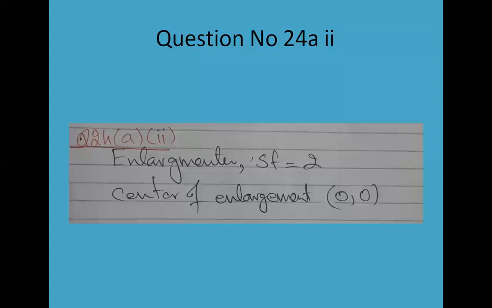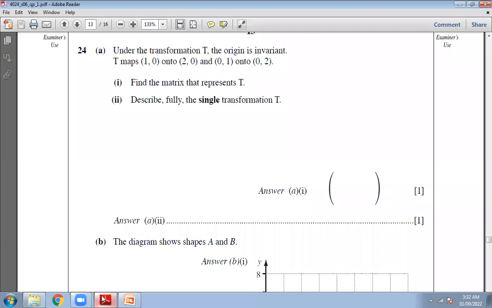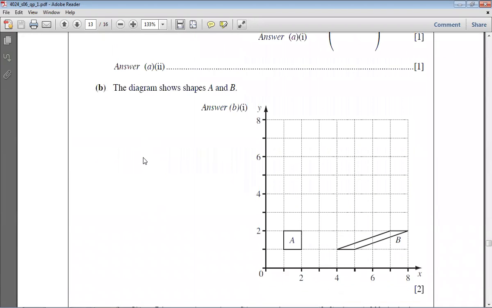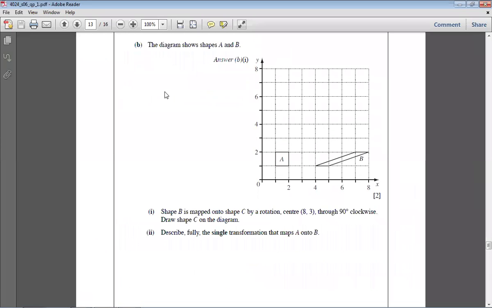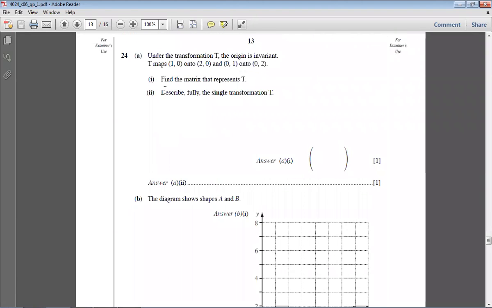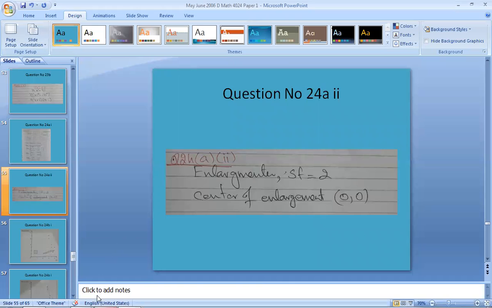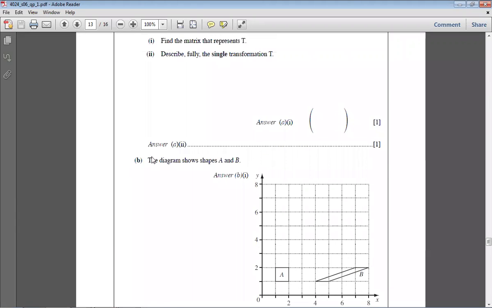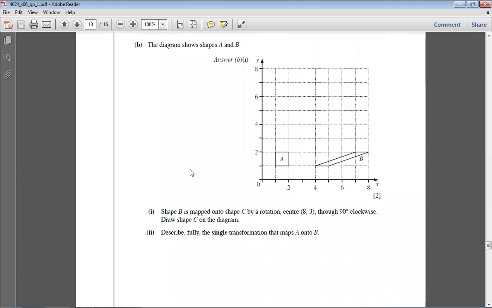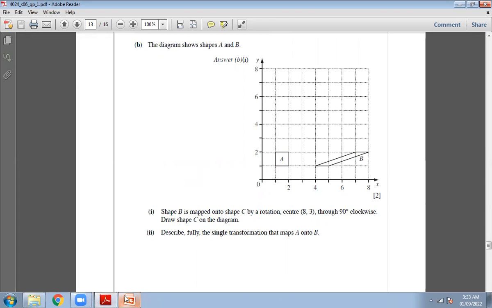So they still have a question. Let me show you. We are done with this. The diagram shows shapes A and B. Okay, this is shape A and this is shape B. Shape B is mapped onto shape C by a rotation, center 8, 3, through 90 degrees clockwise. Draw shape C on the diagram. Okay, so 8, 3 is the center of rotation. This is that point. So let me show you.